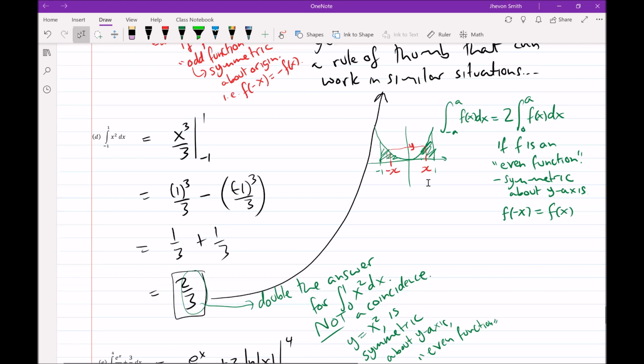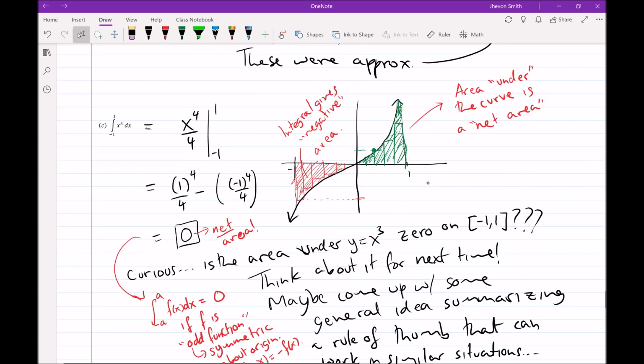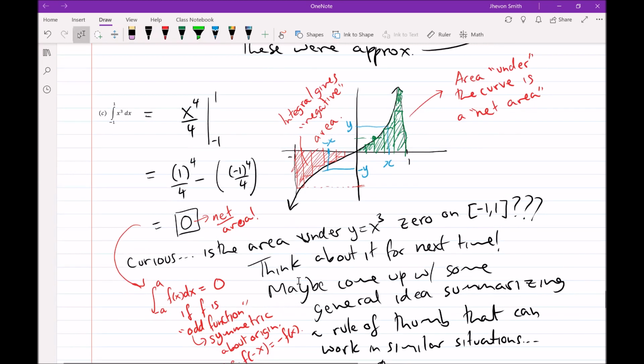For the odd functions, you'll notice that if I take an x value, it'll give me a y value, and the negative of that x value gives me the corresponding negative of the y value. And in other words, that is saying f of minus x is equal to negative f of x.